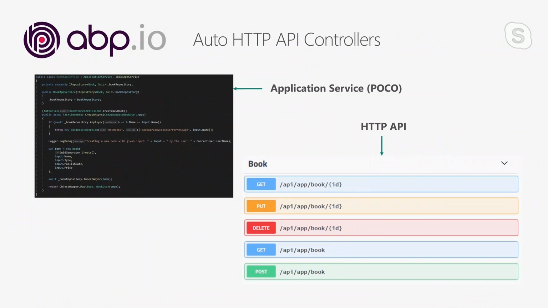Once you create an application service, you typically want to expose it as an HTTP API by writing an API controller. ABP can automatically create API controllers by convention based on your method names, input and output types. So most of the time you don't need to manually create API controllers, arrange routes, and HTTP methods.